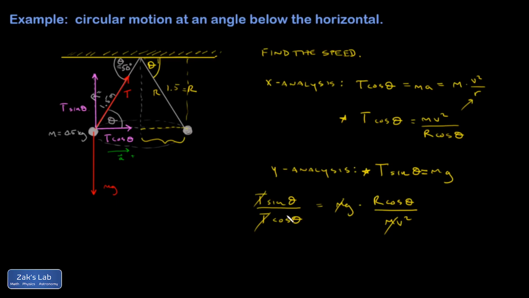Solving for v, I'm going to multiply that over to the left-hand side. I get v squared, and then on the right-hand side I have gR cosine theta in the numerator. And I have to divide by the sine function to get that off the left-hand side and multiply by the cosine function. Then I can square root both sides, and I get the square root of gR cosine squared theta over sine theta. You can write that as a cotangent multiplied by a cosine, I suppose, if you wanted.